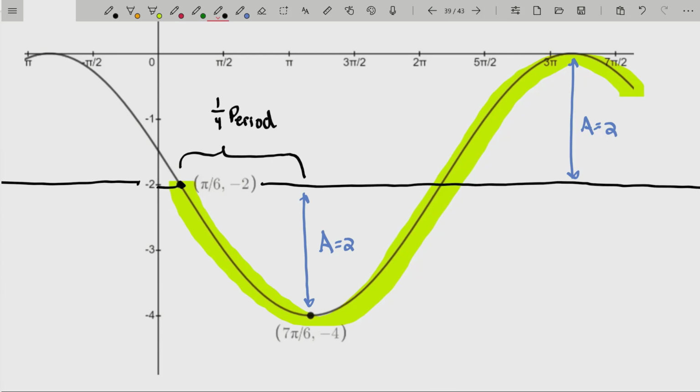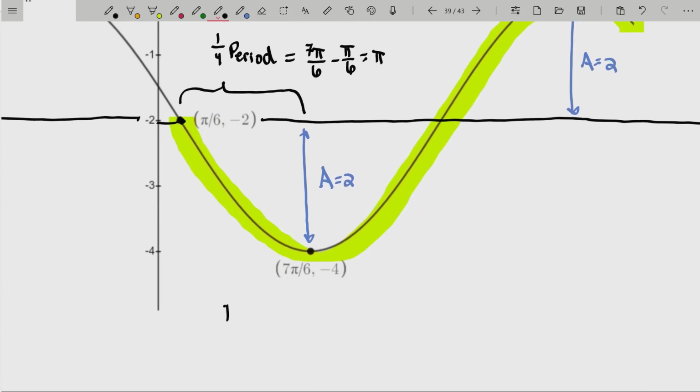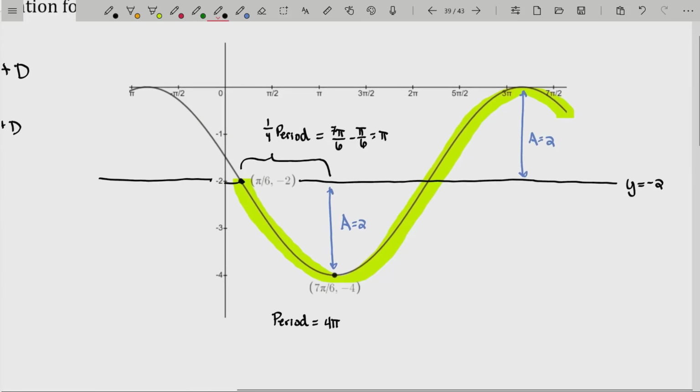So this is 1/4 of the period. And that distance is equal to 7 pi over 6 minus pi over 6. That's what the distance between those two x values is, x right minus x left. That's 6 pi over 6, or pi. So 1/4 of the period is pi. So the period must equal 4 pi. Now that looks to be about right.